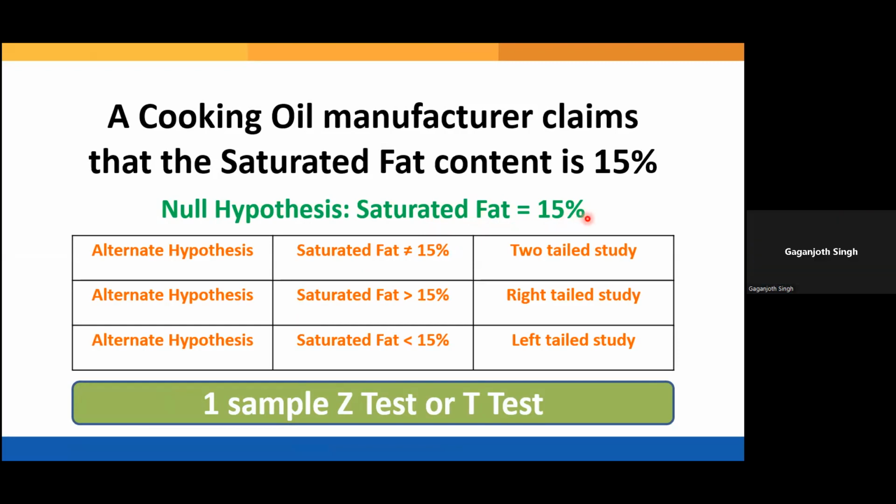Yes. What everybody is believing, that is called a null hypothesis. So the null hypothesis is that saturated fat content is 15%. This is why all of us consumed Maggie packets also, isn't it? Correct. Even when the lead content was high, we all liked Maggie very well, and their market share was very huge.